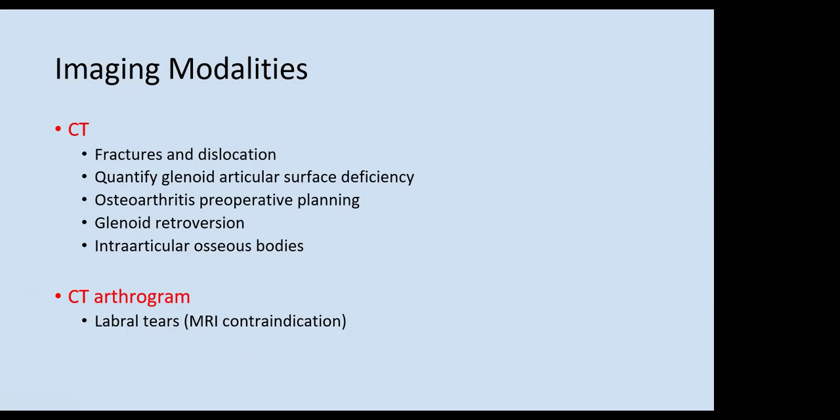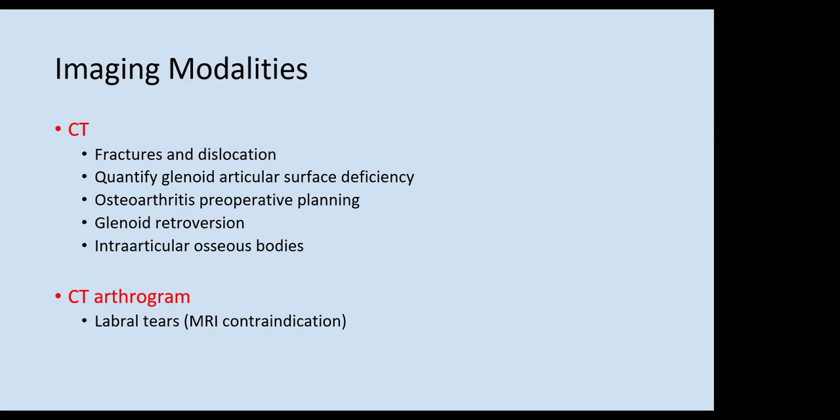Then we move on to the CT. The CT has a role in the assessment of the shoulder joint, and definitely trauma such as fractures or dislocation are the primary indications. Most of the time when we do a CT scan of the shoulder, we do it for a fracture or fracture dislocation. But CT can also be used for various other things.